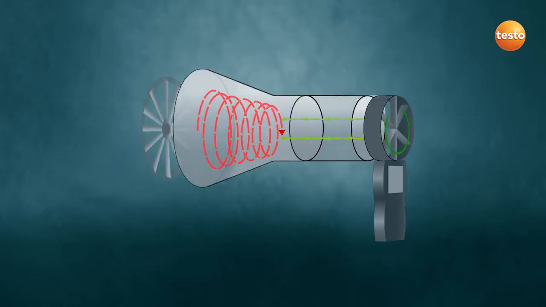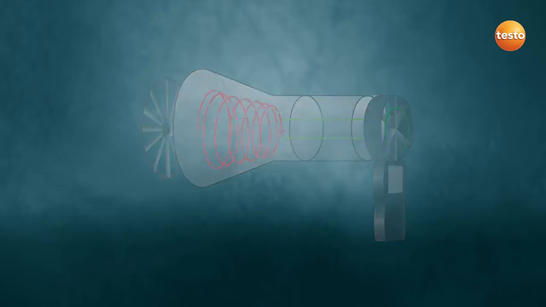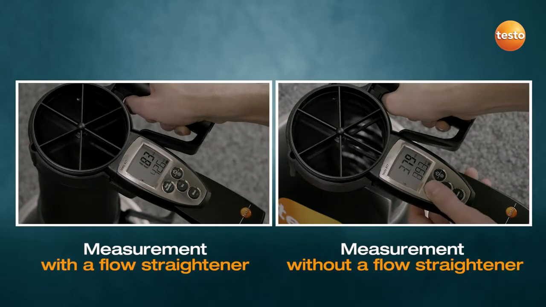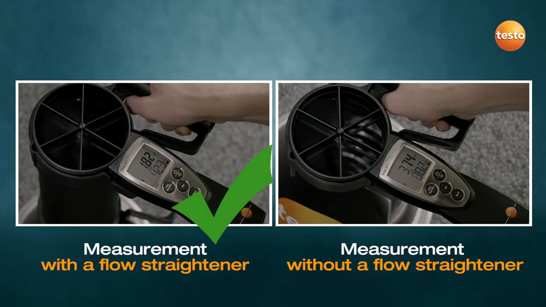What does the flow straightener do now? With the patented TestoVent 417 flow straightener, any rotational movement of the air is first calmed and changed to a straight flow direction. This directed airflow is then reliably recorded with the vane. That way, the most accurate measurement results are achieved quickly and easily.